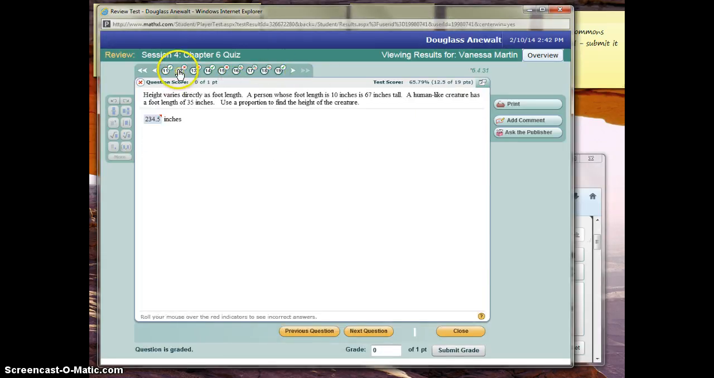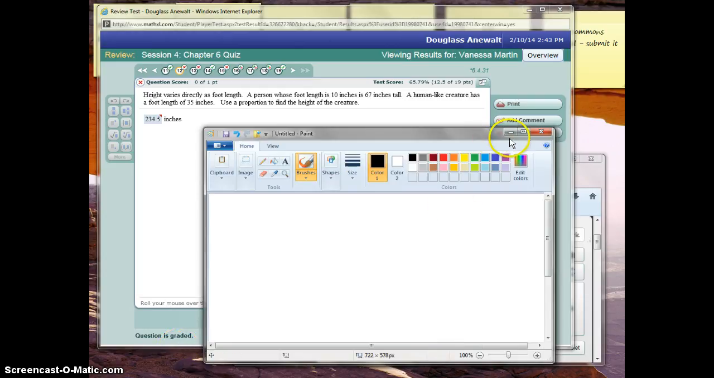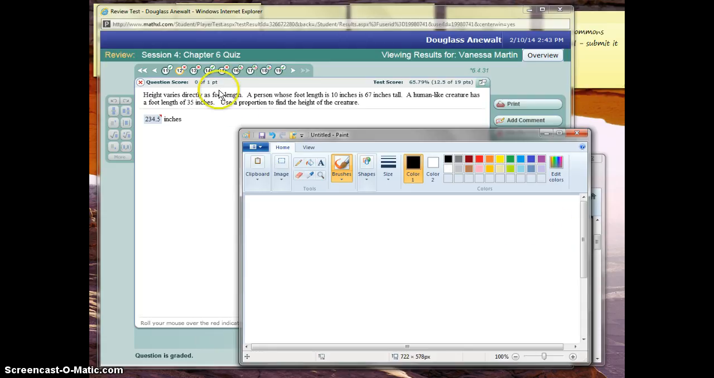So jump to the second half here. So for this next problem, it says we're going to need to use a proportion. The longer your foot is, the taller you are. That's what it's saying. The height varies directly with the foot length. So the longer your feet are, the taller you are. So let me get a pencil out here in Paint. A person whose foot, so we'll put the feet on top and then the height on the bottom. Sorry, my writing's not very neat here in Paint.